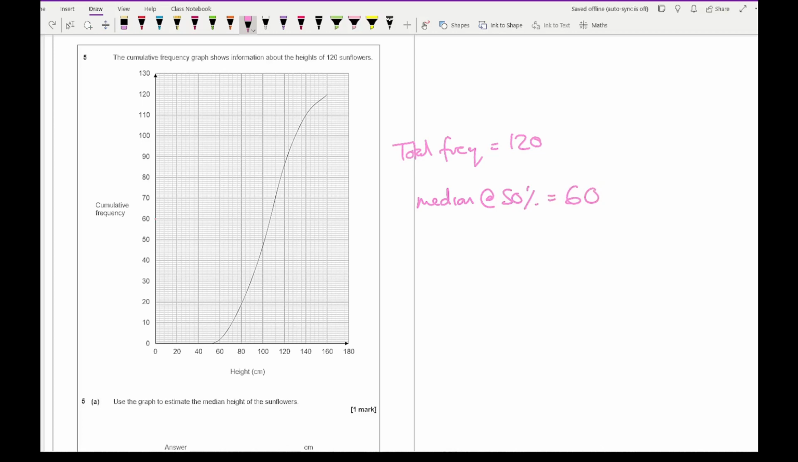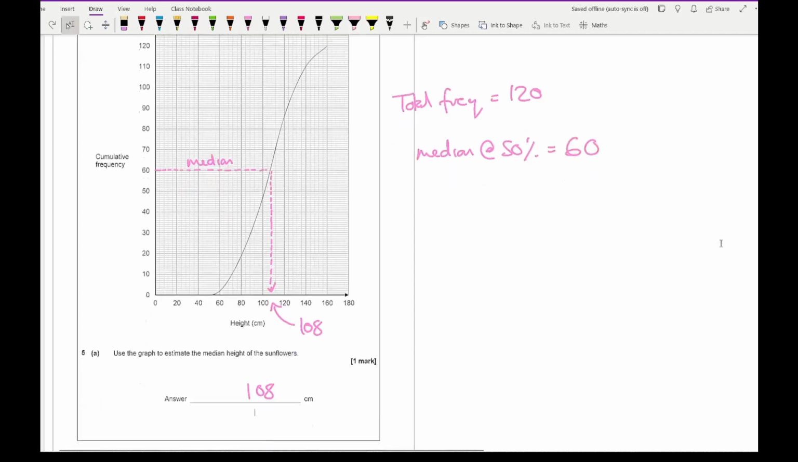So at 60 I need to draw a horizontal line, and that's my median, and then as soon as it hits the curve I need to project downwards. Because this cumulative frequency curve is pre-drawn, everyone should really have the same answer, and I make that out to be roughly 108. So this number here is 108, but again, you quote whatever you've written there.